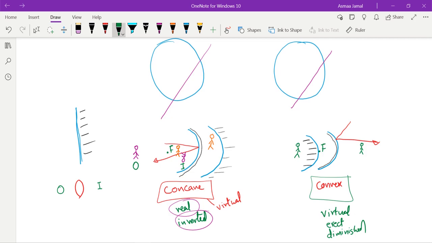Quite the opposite in the convex mirror, similar to the concave lens. But here, with a virtual image, the image will be on the opposite side of the object, while in a lens, the virtual image will be on the same side of the object. This is the concave lens. The virtual image will always be on the same side of the object.